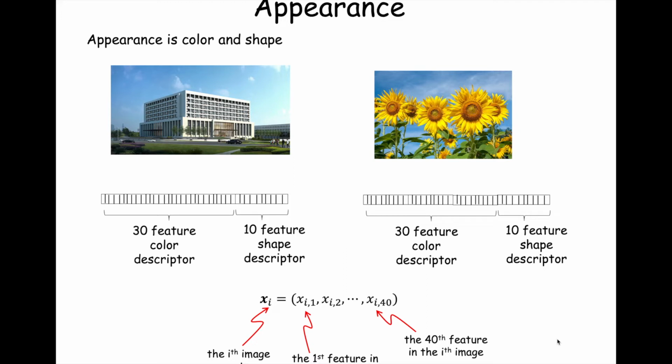So certainly, in these descriptors, you put that 30 vector for the red, green, and blue components concatenated with the 10 vector for the histogram corresponding to shape, and this gives you a 40 vector that describes the so-called appearance of the content of these particular images.